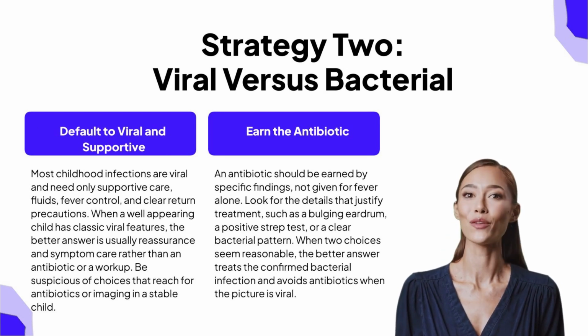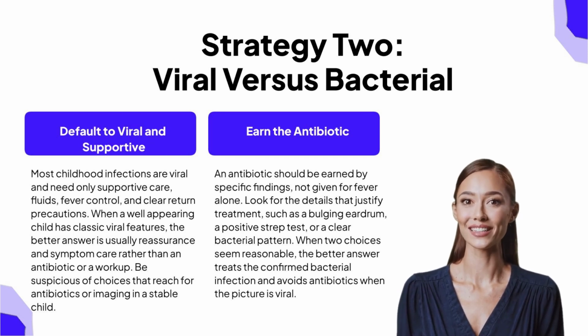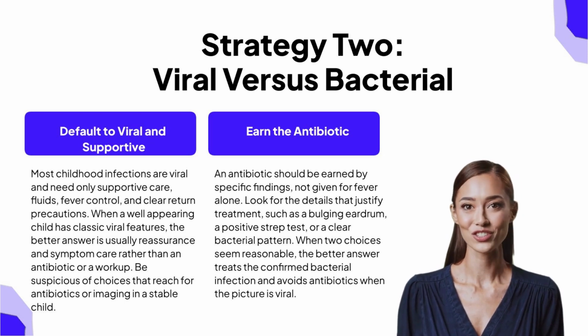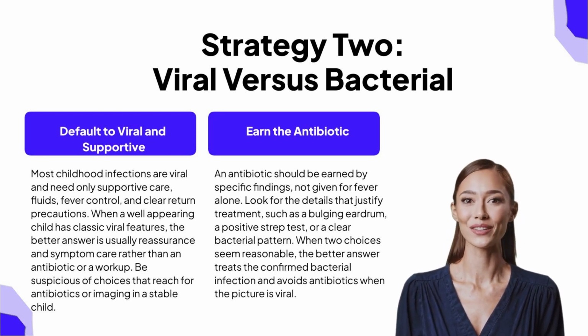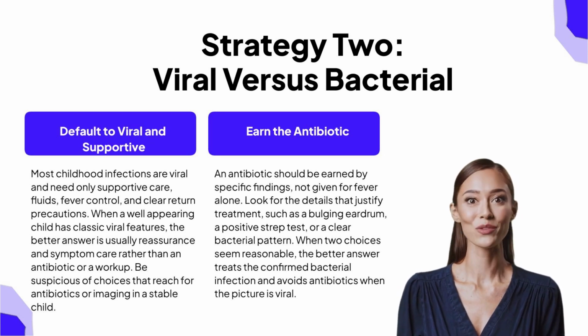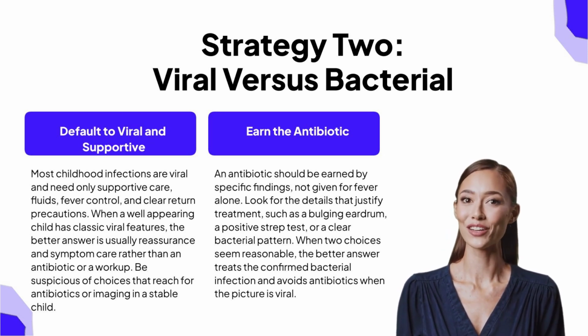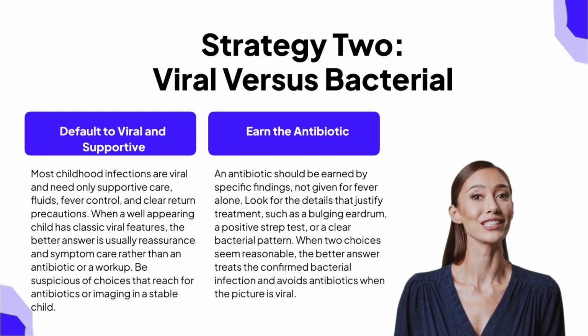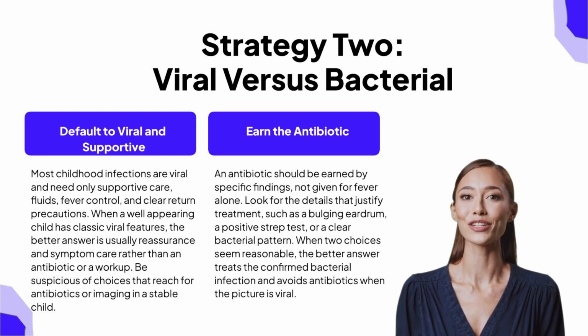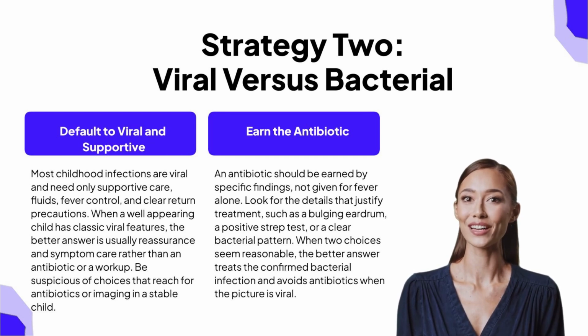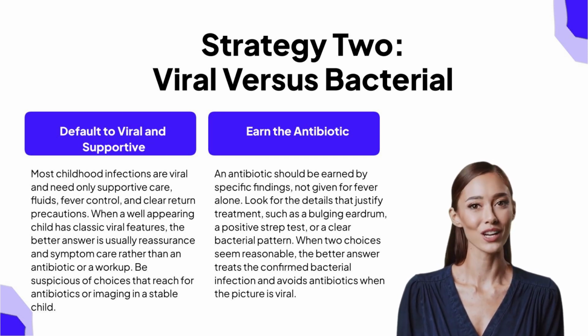Strategy 2 is the viral versus bacterial mindset, and this is the shift that wins pediatric infection questions. Start from the default that most childhood infections are viral and need only supportive care. That means fluids, fever control, suctioning a stuffy nose, and clear instructions on when to come back. When a well-appearing child has a classic viral picture, the better answer is usually reassurance and symptom care, not an antibiotic and not a big workup. Be suspicious of any choice that reaches for antibiotics or imaging in a stable, well-appearing child.